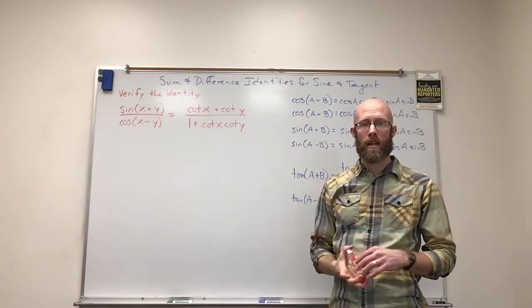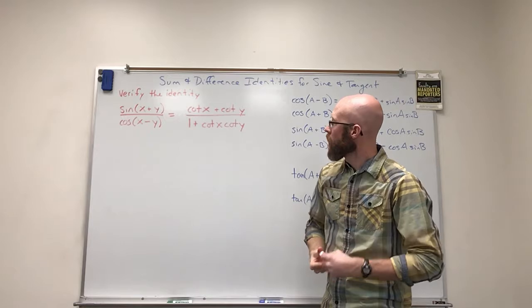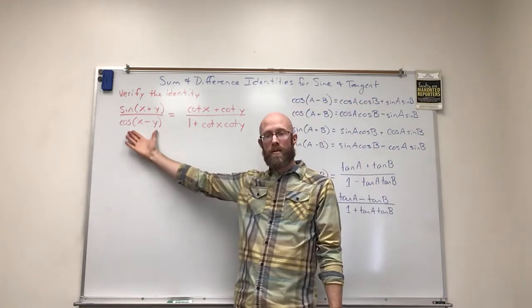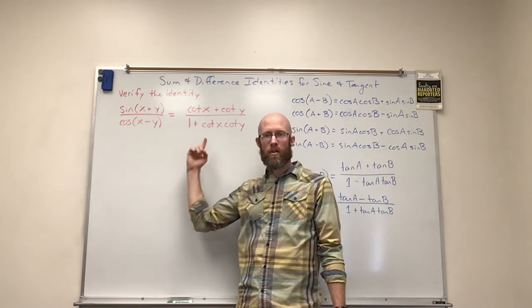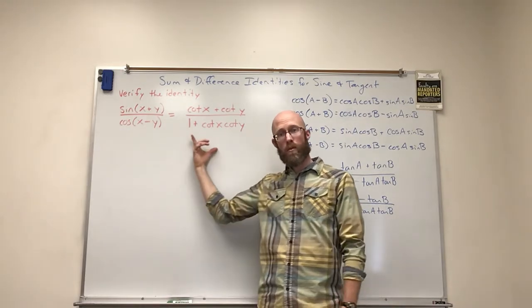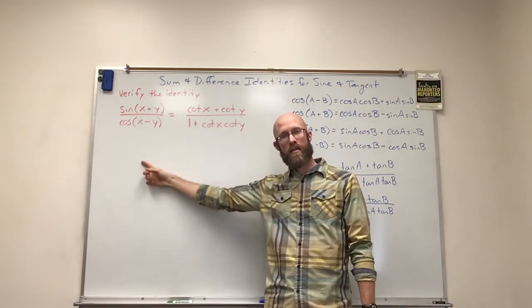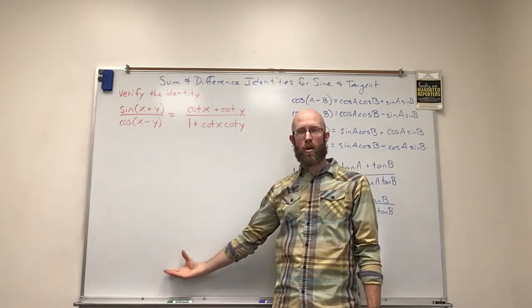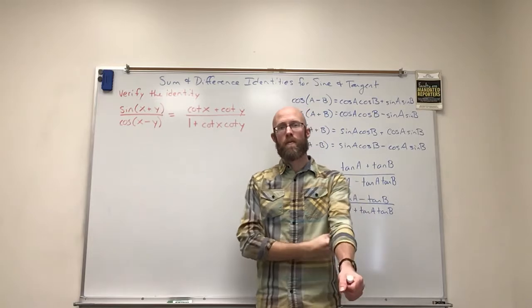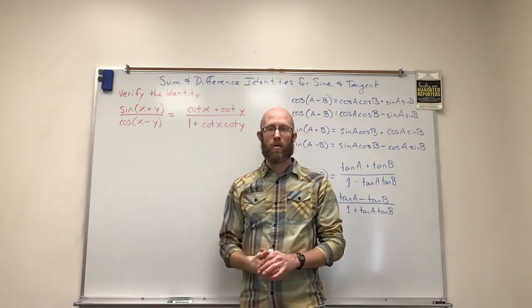working with other identities, that you could start on the left side and try to simplify or work things down so that you get the right side. You could start with the right side, try to work things down until you get the left side, or you could work on both sides until you get a common expression on each that they're each equal to. Any of those three approaches will work.